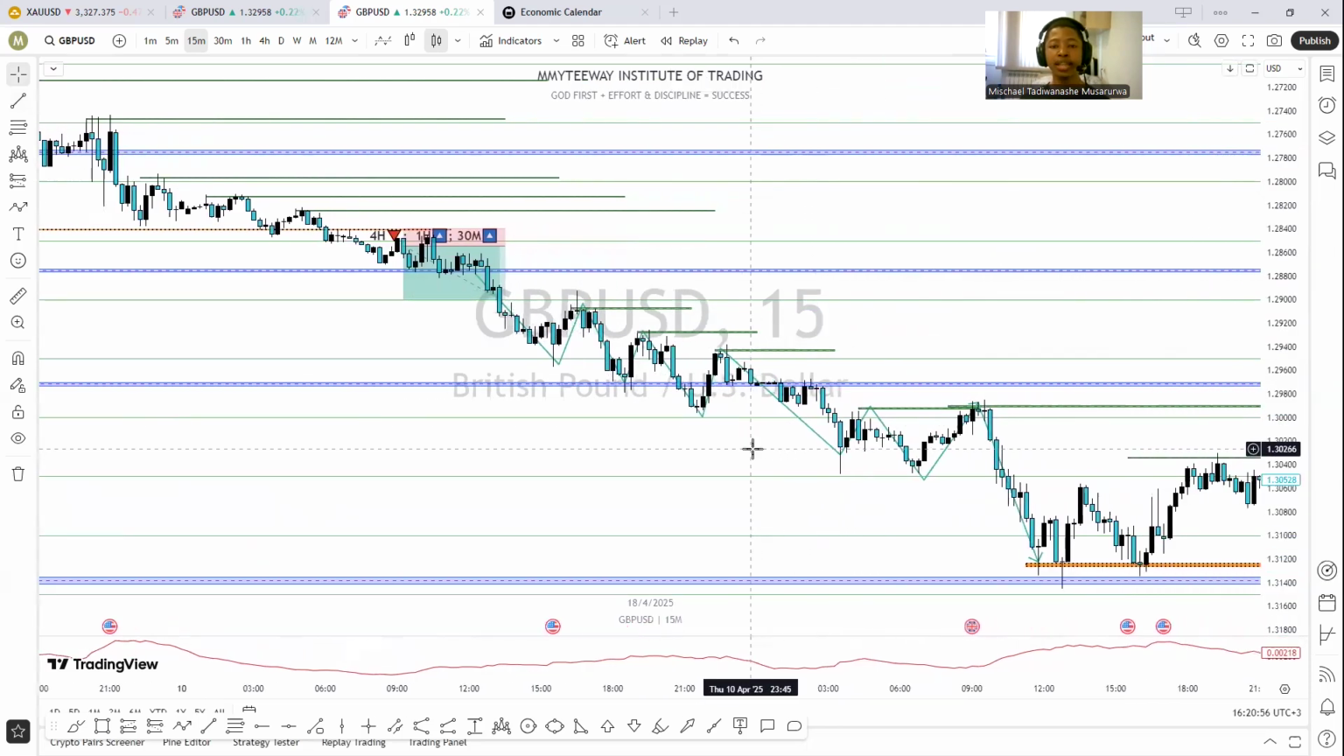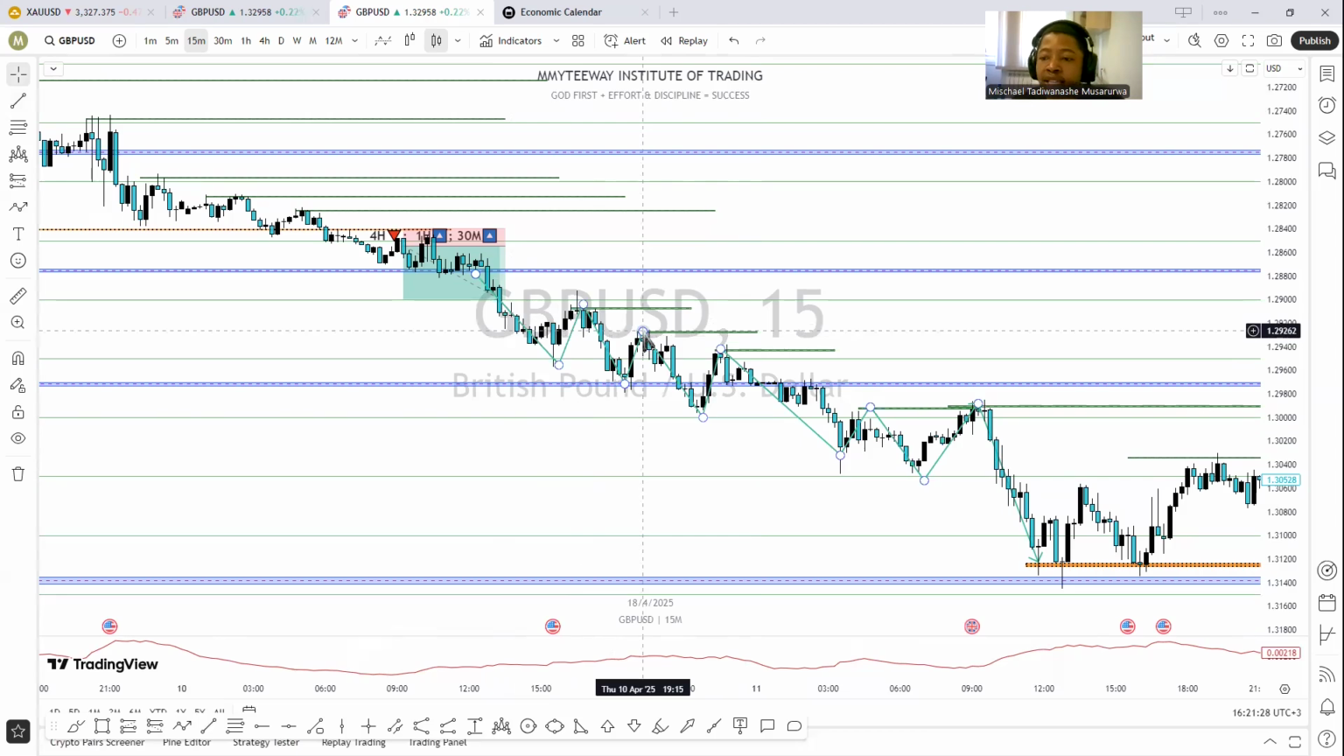We are looking at the most recent lower high. When we are in a downtrend, we are looking at the most recent lower high. But when we are in an uptrend, we are looking at the most recent higher low. Why? We are looking at the most recent lower high because it is making lower lows, lower highs, lower lows, lower highs.